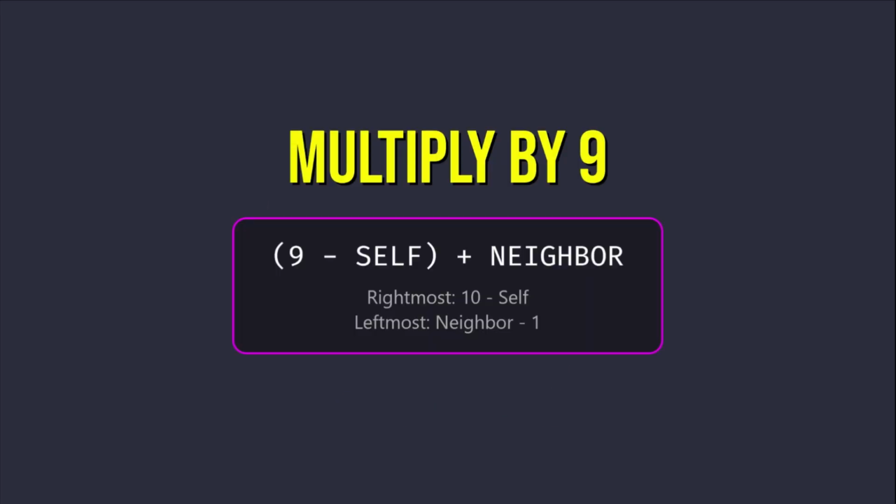The rule for multiplying by 9 is subtract the digit from 9 and add the neighbor. The rightmost digit is treated differently, being subtracted from 10 instead of 9. Crucially, before applying the rule to any digit, the digit immediately to its left must be reduced by 1.